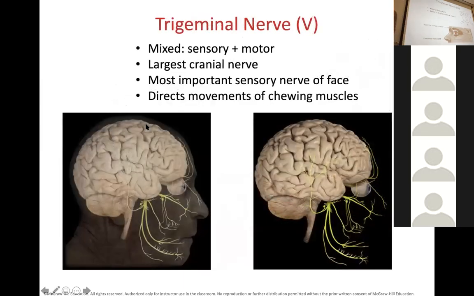Okay, number 5, the trigeminal nerve. This is the largest cranial nerve. You can see how it branches out into a lot of different areas of the face. It's a mixed nerve, so this is the first mixed one we've gotten to. It has sensory functions for the skin and muscles of the face. And then from a motor perspective, it controls the muscles that are involved in chewing. Trigeminal nerve, number 5.